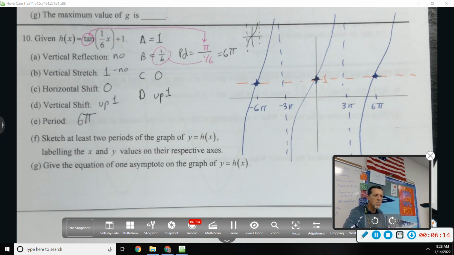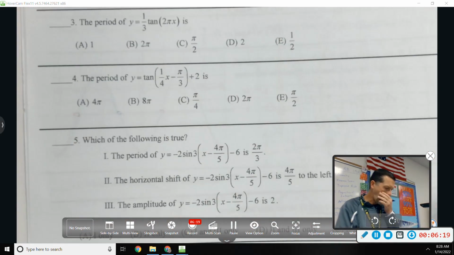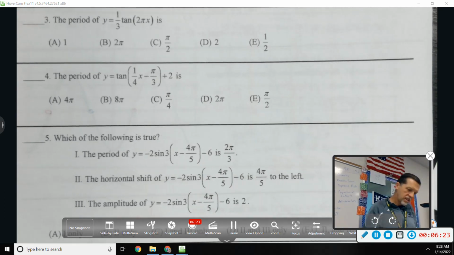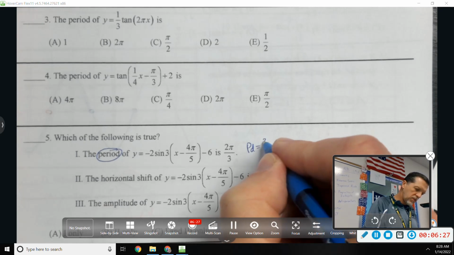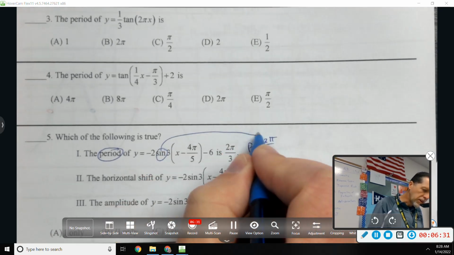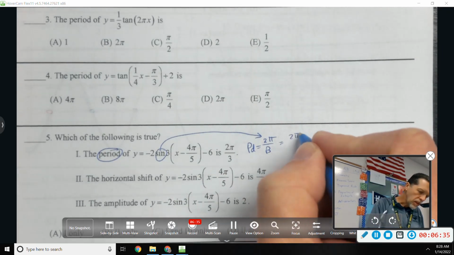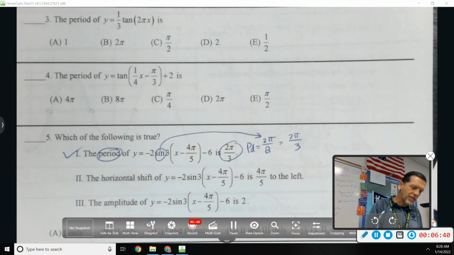Number 5. Which of the following is true? Okay. The period is 2 pi over b, because the normal period for sine is 2 pi. B is 3, so the period's 2 pi over 3. So yeah, that's true.